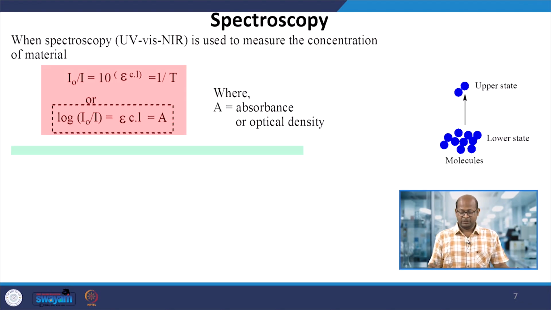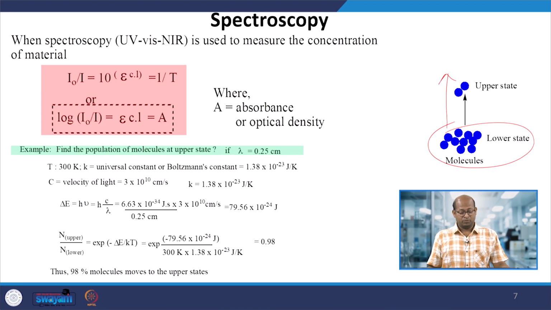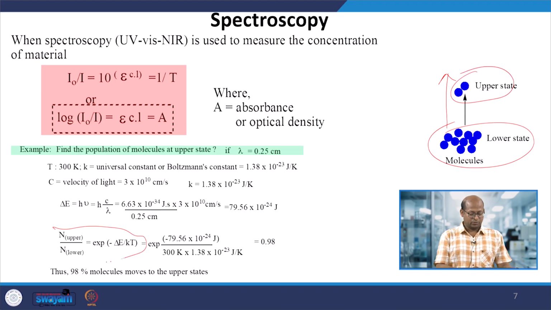Let's say the lower state has that amount of molecules present. If the amount of energy is absorbed, then they move to the upper state. So here we can measure the populations, meaning how much energy is absorbed, and based on that how many molecules reach the upper state. So here we use these correlations.